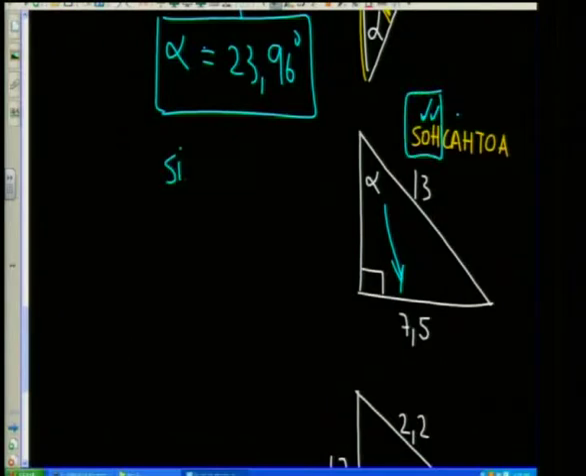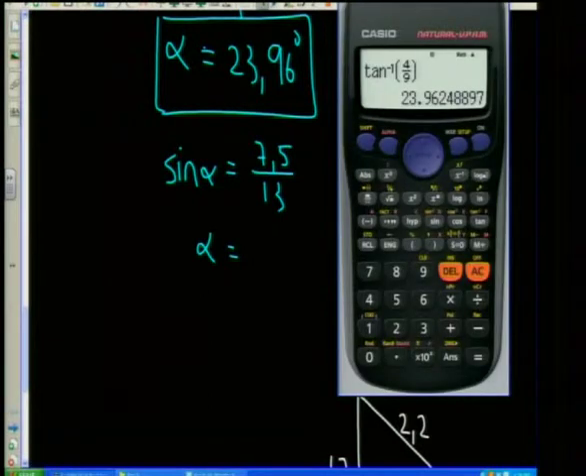So we have sine alpha is equal to opposite over hypotenuse. And so we can go and find the angle. Finding the angle means it's our yellow function, and we want the fraction 7.5 over 13, and we've got a 35,23.